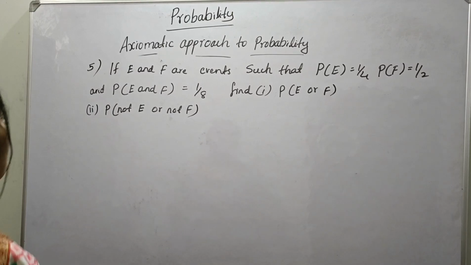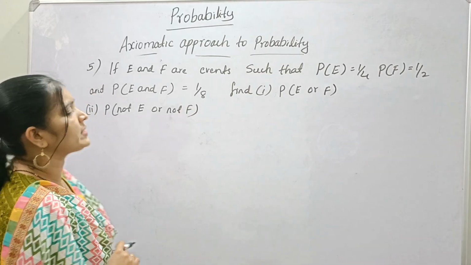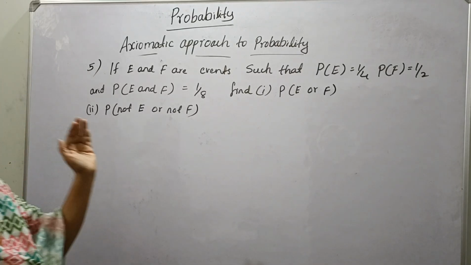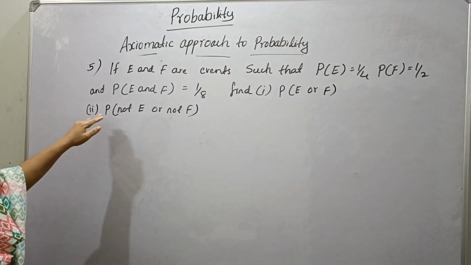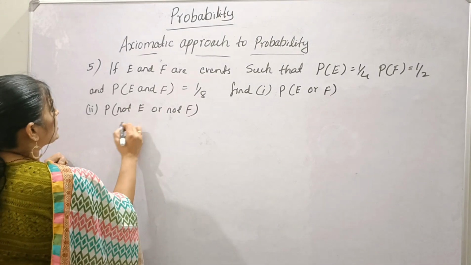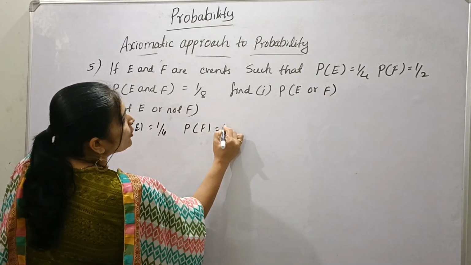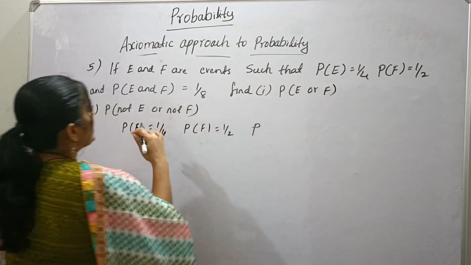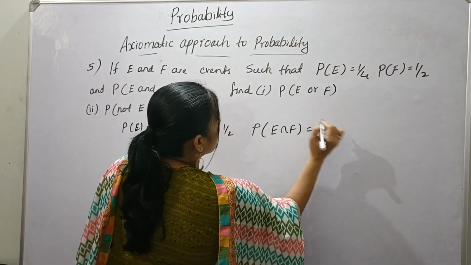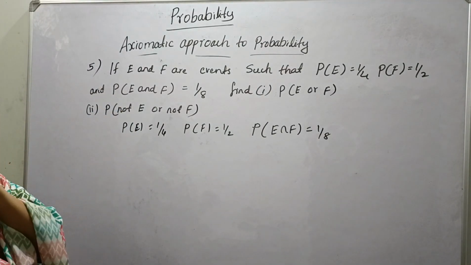See the next question. If E and F are events such that probability of E is equal to 1 by 4, probability of F is equal to 1 by 2, and probability of E and F is equal to 1 by 8, find probability of E or F, probability of not E, and not F. Let us write what is given: probability of E is 1 by 4, probability of F is 1 by 2, probability of E intersection F is 1 by 8. First find probability of E union F, that is E or F.